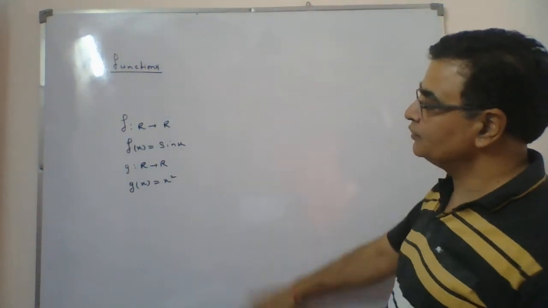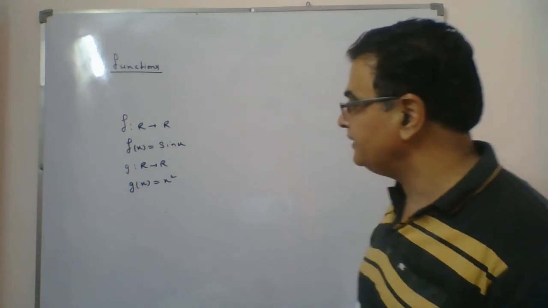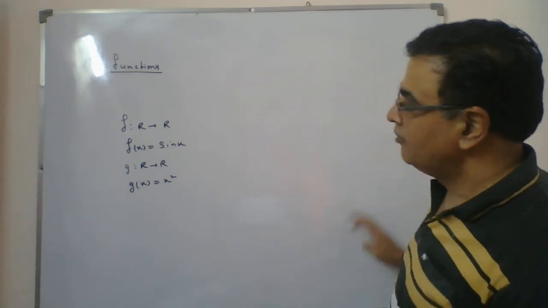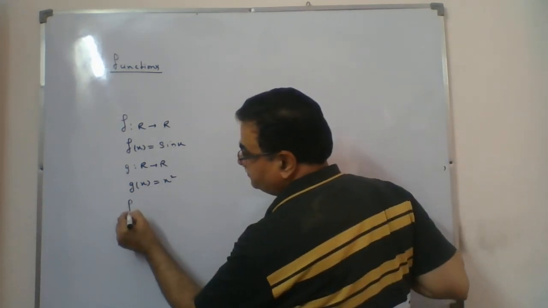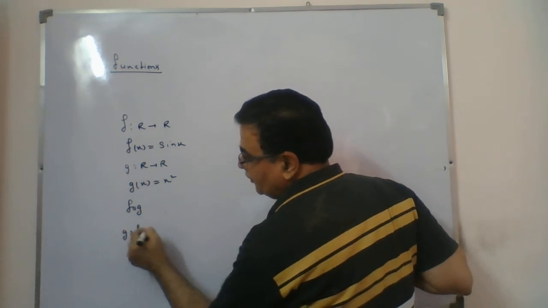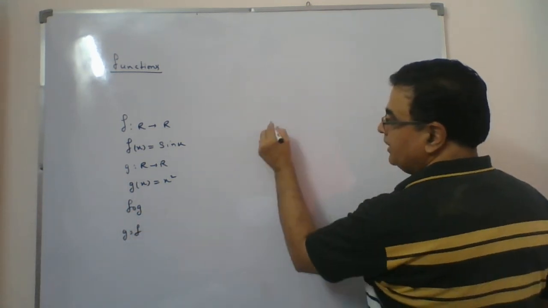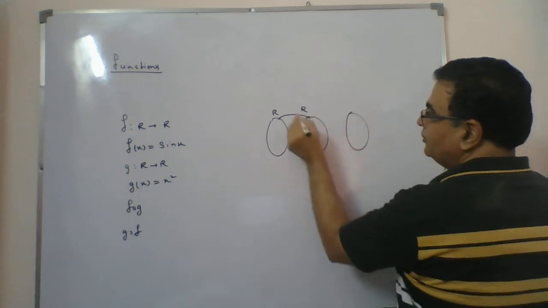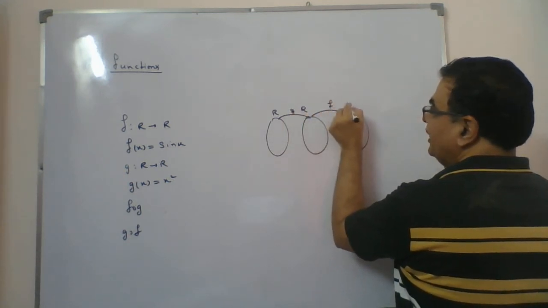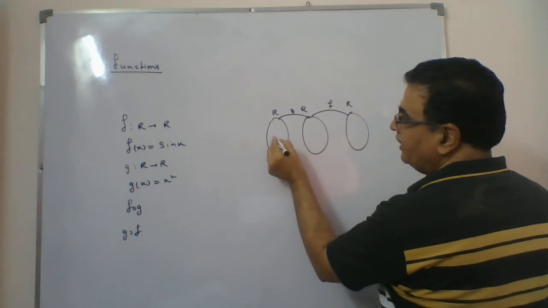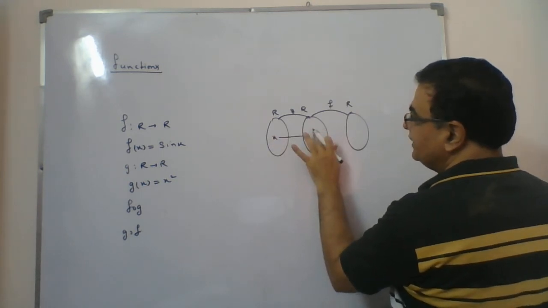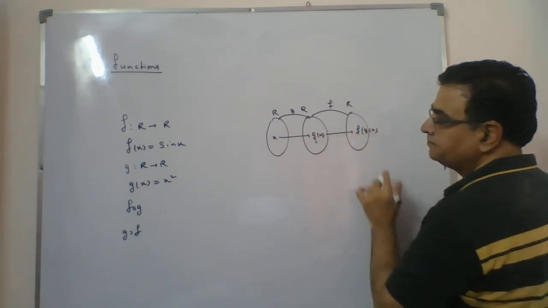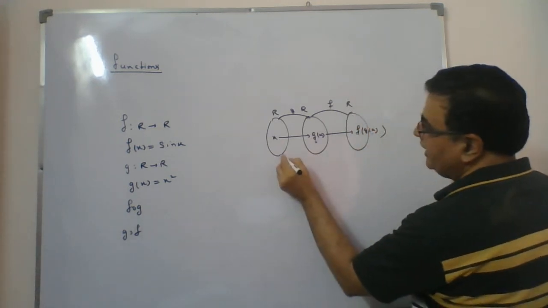Another example we have: the function f is going from real numbers to real numbers, and f(x) is sin x. g is again going from R to R, and g(x) is x square. My question is, find out f composition g and g composition f. When you think about f composition g, again we will say the first function will be g going from R to R. This is function g, and then this will be your function f, R to R. Here we have the element x, so the image comes out to be g(x) first, and then it comes out to be f of g(x).